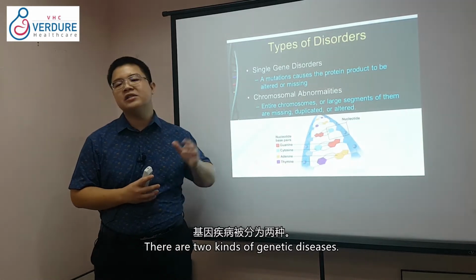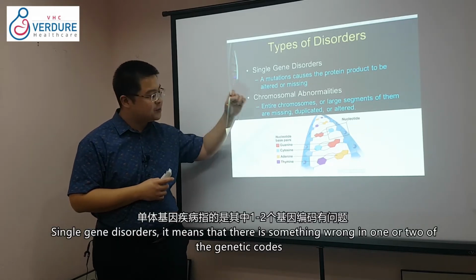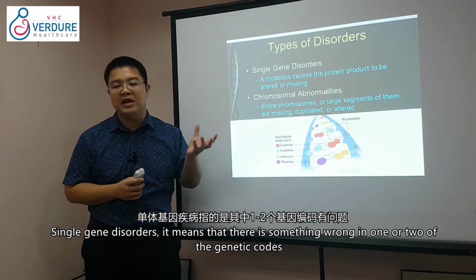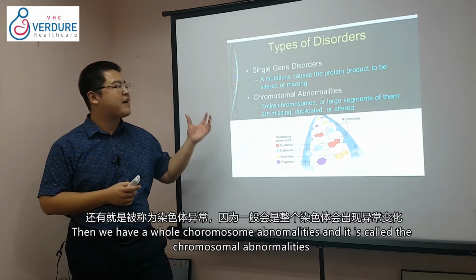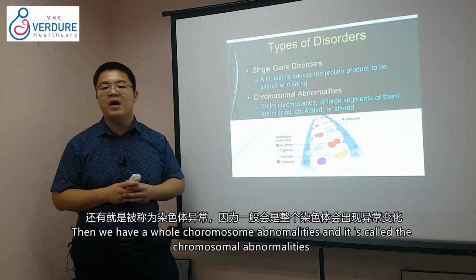There are two kinds of genetic disorders. One is a single gene disorder, which means that there is something wrong with either one or two pieces of the gene or DNA. And then we have the whole chromosome abnormality. It's called chromosomal abnormalities.